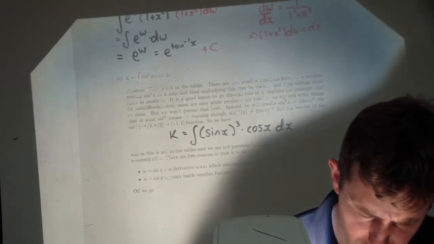Okay. So we'll let w be sine of x. And we'll rewrite this thing. So this will be w cubed, that's the first bit, and then the cos x just sits. And you rewrite the dx in terms of dw by differentiating w.